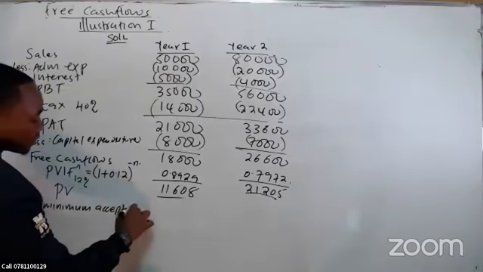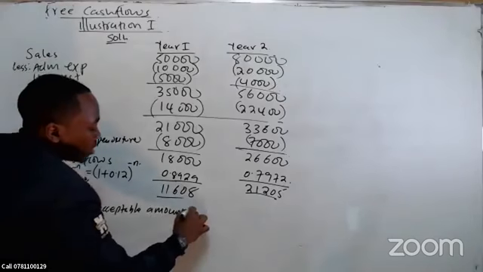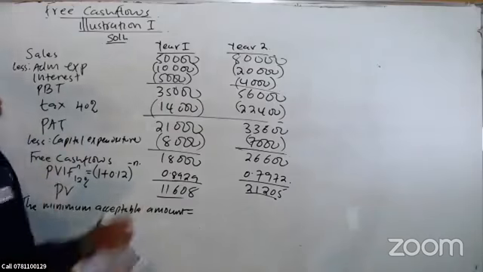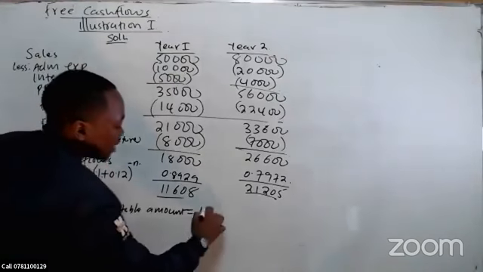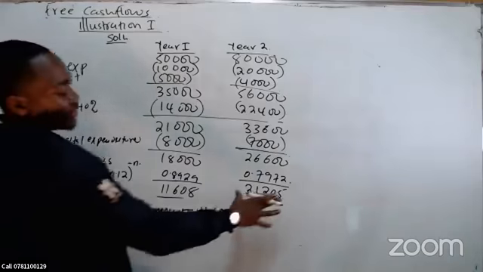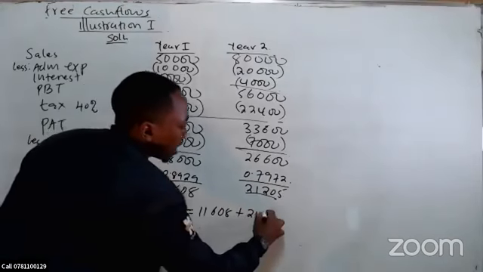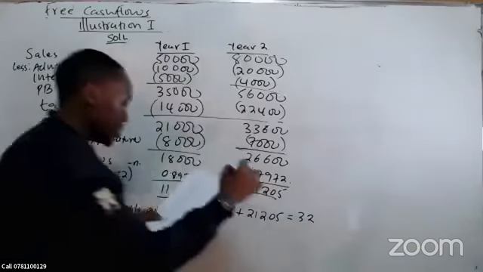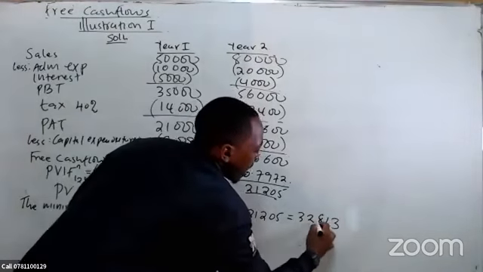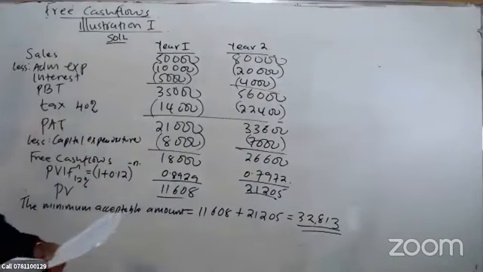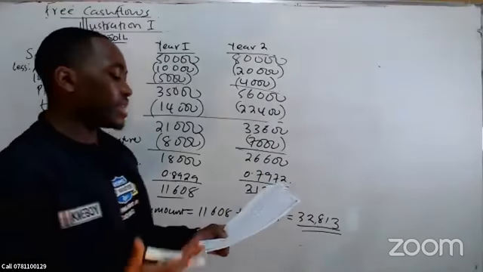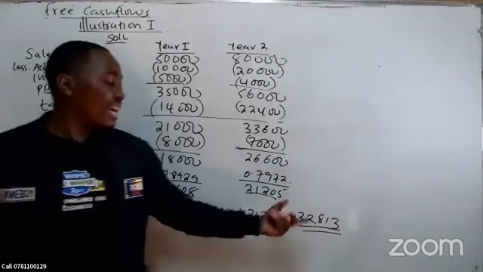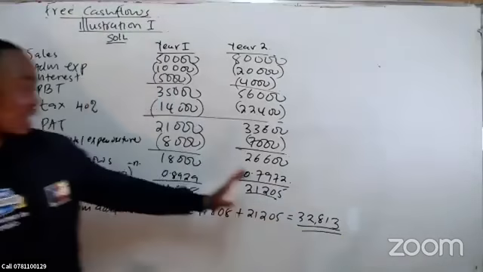So for the minimum acceptable amount that JM will need to sell the gym, you'll take the present value of the cash flow for year one, it's 11,608. You add the present value of the cash flow for the second year, which is 21,205. In that case, we'll get 2,813. And that was the question. The question was, using the free cash flow, determine the minimum amount JM Limited is willing to sell the gym. This is the minimum you can say. That means, in short, this is the value of the company now.